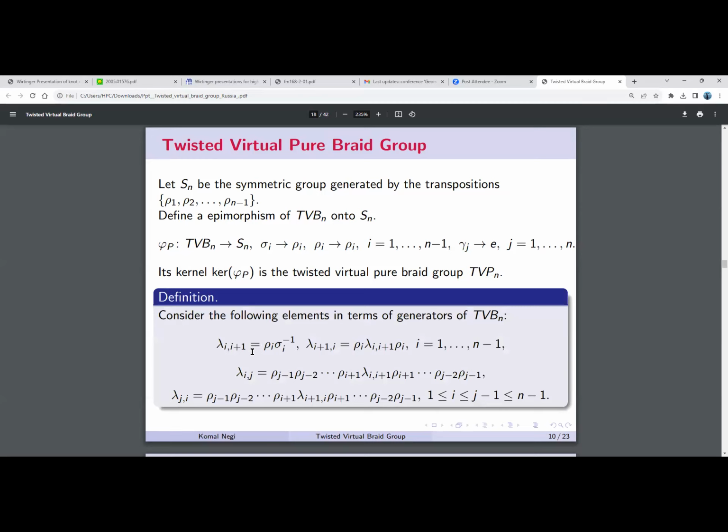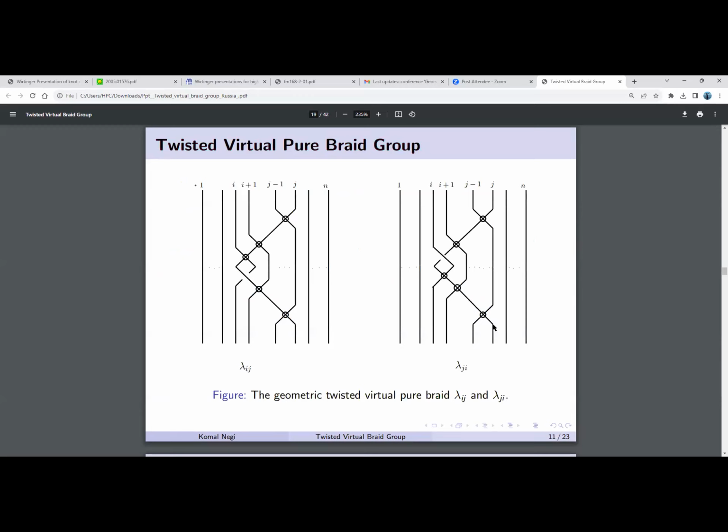Now let us consider these types of elements, lambda ij, lambda ji. These types of elements are elements of the subgroup TVPn, and we have written these elements in terms of generators of TVBn. This is how these elements look geometrically.